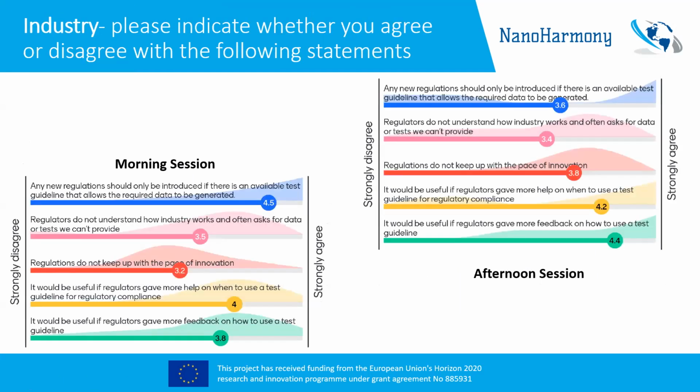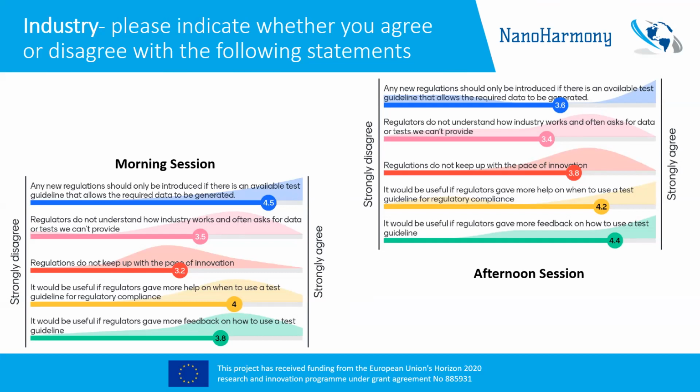We've not had a chance to combine all of the information to be able to show it in a coherent fashion. So just extracting the immediate responses that were gained, we asked industry a number of different statements about whether they strongly agreed or strongly disagreed with them, with graduations in between. And the statements we gave them were: any new regulation should only be introduced if there's an available test guideline; regulators do not understand how industry works and often ask for data or tests we can't provide; regulations do not keep up with the pace of innovation; it would be helpful if regulators gave more help on when to use a test guideline for regulatory compliance; and it would be useful if regulators gave more feedback on how to use a test guideline.